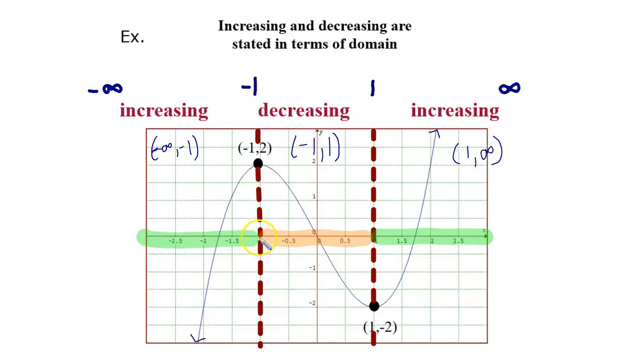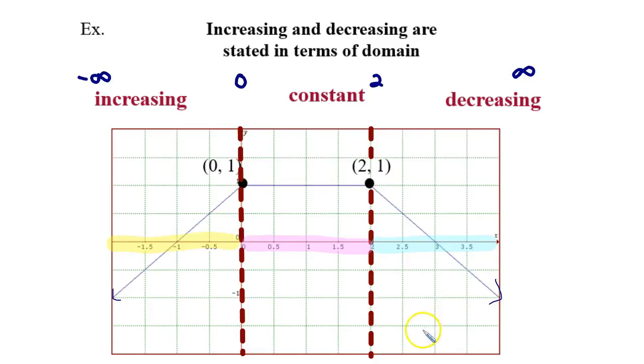You just have to remember, what is the x value where it changes direction? What is the domain value where it changes direction? As long as you identify those, finding these intervals can be fairly simple. So increasing and decreasing is stated in terms of the domain. That's super important for you to remember. It's the most common mistake that students make here. They want to use something else.